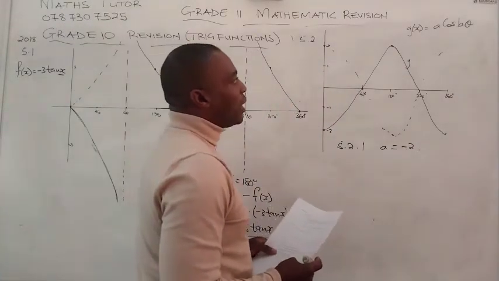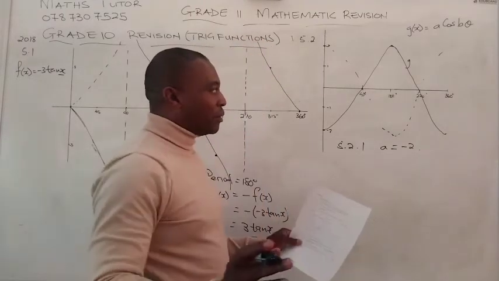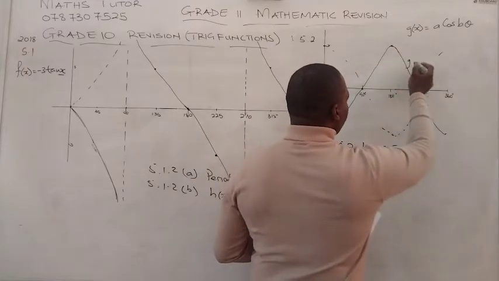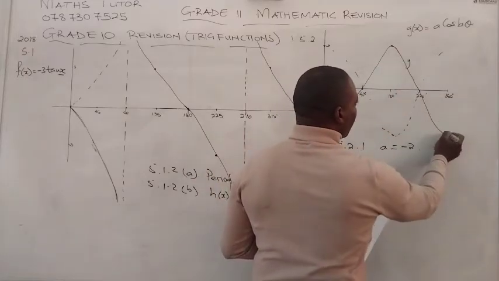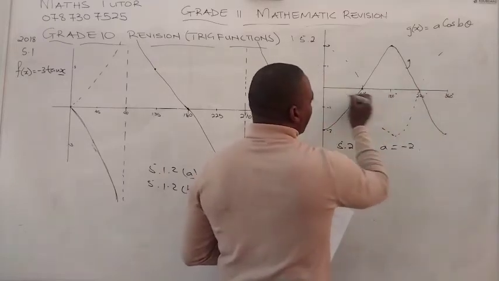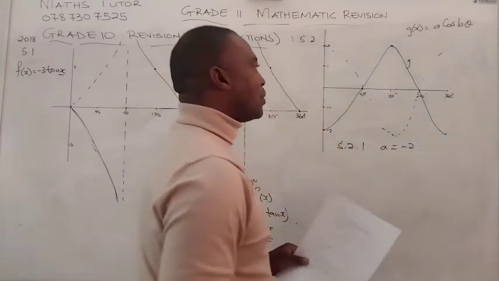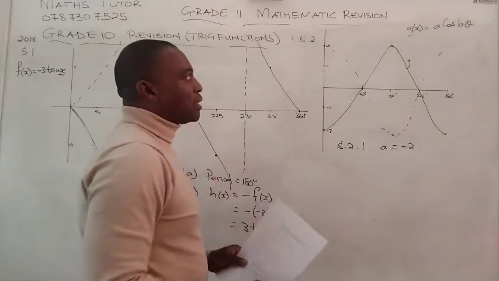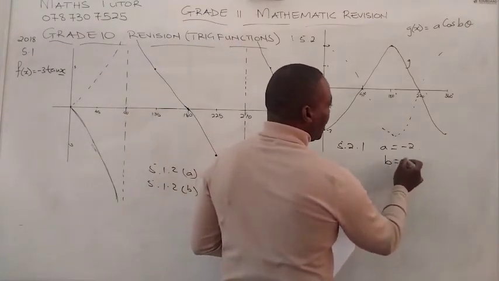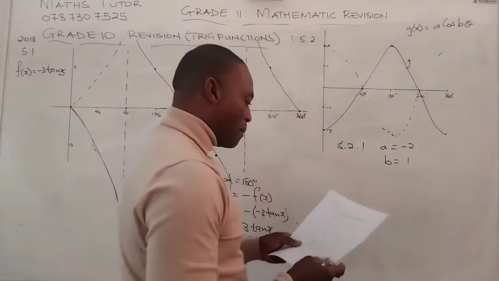Then B, we are now checking on the period of the graph. The graph starts, and then it will start repeating here. Then we check the values of x. It's from 0 to 360 degrees. So the period has not changed. That means B is simply equal to 1.